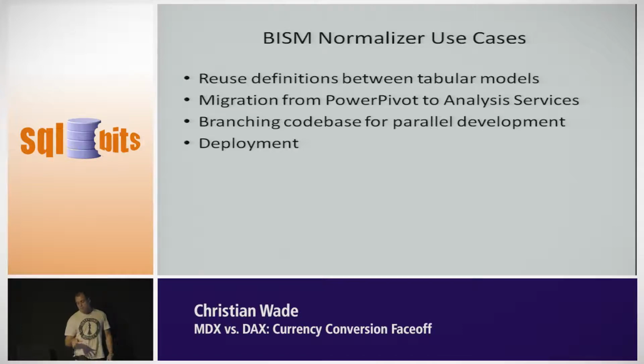We can use it for branching a code base for parallel development, which is a notoriously challenging thing to do, maybe in the app dev world, when you come to merge the changes after. Right? And they're typically dealing with C# files.